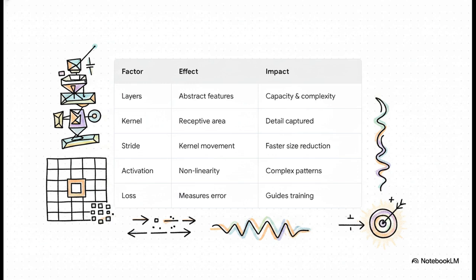Adjusting your kernel size directly alters the level of detail captured at each step. Changing the stride dictates how fast you reduce that output size. Your choice of activation function determines how well the model handles complex nonlinear patterns, and your loss function is what fundamentally guides the weight updates.